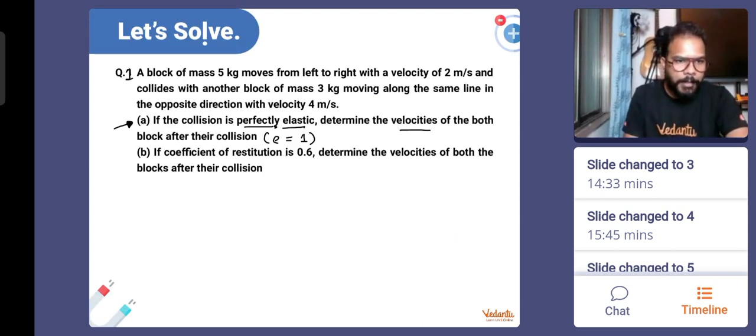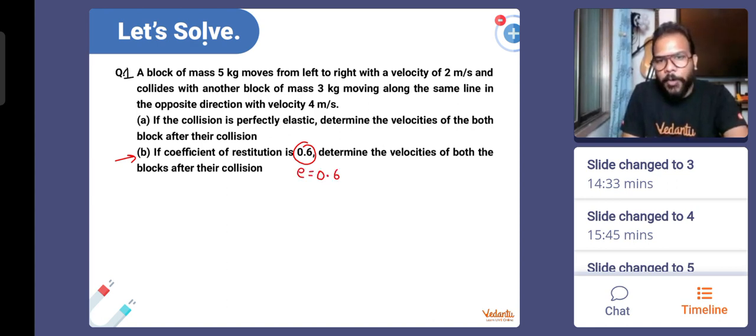Now, read the second part of the question. The second part of the question says, if the value of e is 0.6, then determine their velocity.